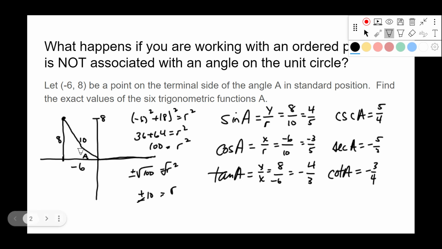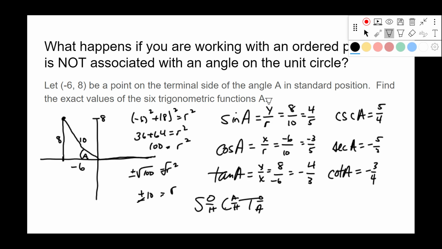Technically, you also could have done this problem with SOHCAHTOA, right? Just so you understand, they are the same thing. Sine is opposite over hypotenuse: opposite is 8, the hypotenuse is 10, so 8 over 10. Cosine is adjacent over hypotenuse: adjacent is -6, hypotenuse is 10, so -6 over 10. Tangent is opposite over adjacent: 8 over -6. You could do it that way as well. There's nothing wrong with that. It does the same thing.